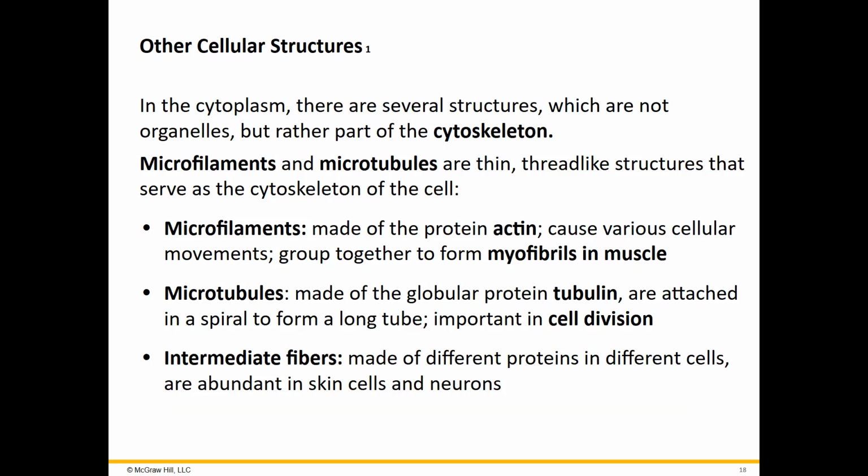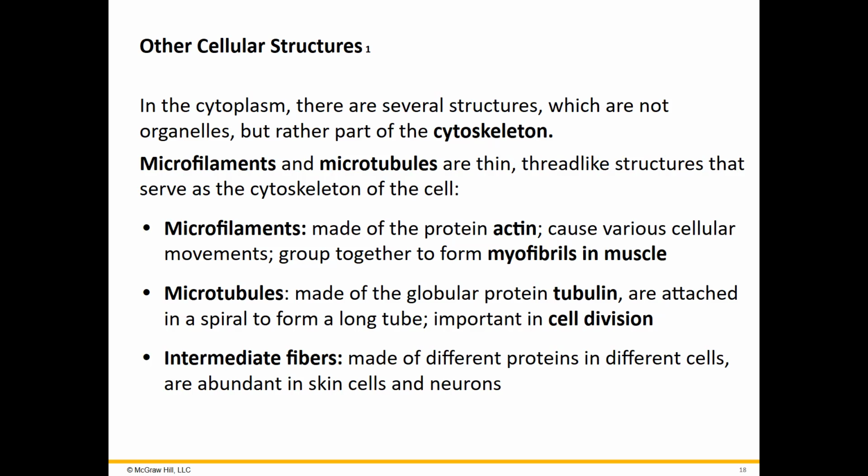Like I said, in the cytoplasm, we have our cytoskeleton. It's just inside of or proximal to that phospholipid bilayer. And it's made of three component parts: microfilaments, microtubules, and intermediate fibers.